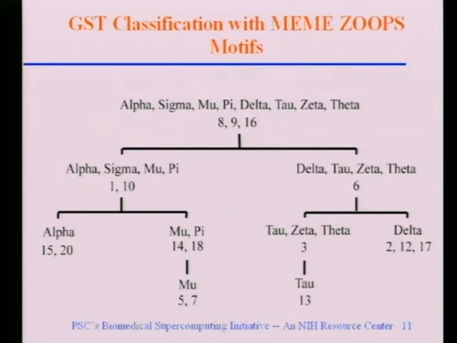If motif 15 and 20 are present, then it belongs to the alpha subfamily. If 14 and 18 are present, it's either mu or pi, and if 5 and 7 are also present, then it's the mu subfamily. So we can use that motif information to make a robust classificatory system for the different subfamilies, at least for most of the subfamilies.